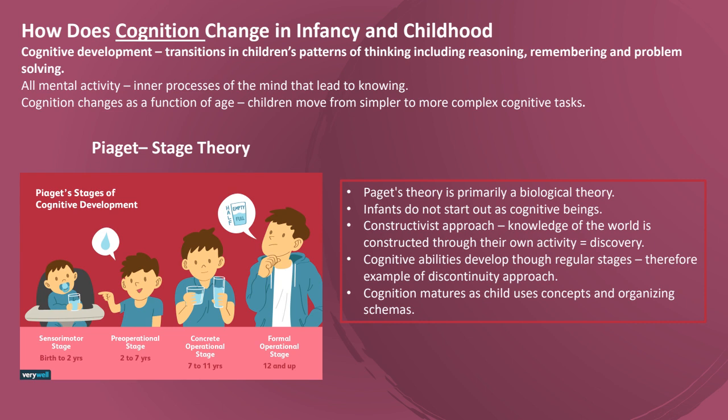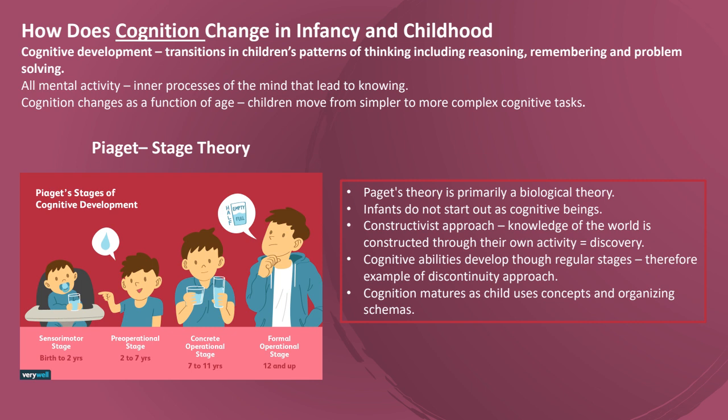When we have cognitive development, that is how children develop cognitively, how their patterns of thinking and reasoning, remembering and problem solving all develop. It's all mental activity and changes, and cognition changes like physical and socio-emotional development and language development, it changes as a function of age. So starting with a newborn child, getting older, they start moving from simpler tasks to more complex tasks. And again, a very important phase of this is your early childhood years.